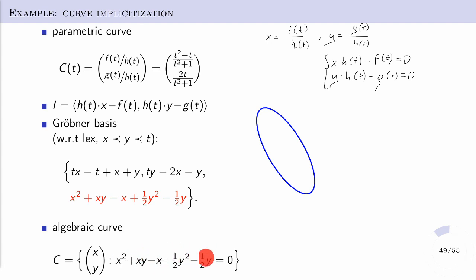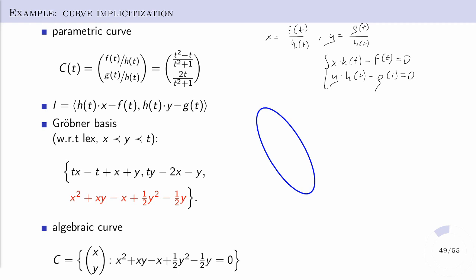So this is the equation of this curve. This is a parametric representation of this curve, and this is the algebraic implicit representation of the same curve. So this is an example of the application of Grobner basis to computer-aided design, to converting the representation of a curve. The same can be used with surfaces. I just did it for curves here because I wanted the whole example to fit on a single slide.